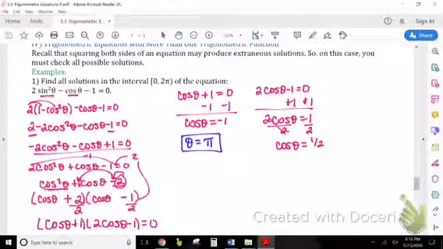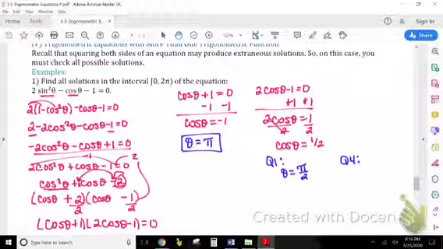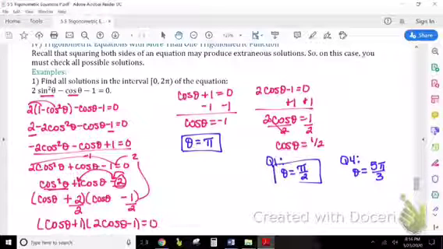Then we've got cosine of theta is equal to 1/2. Well, cosine is positive, so we're looking at quadrants 1 and 4. Cosine is your x value, so where in quadrant 1 is x equal to 1/2? Pi over 3. And where in quadrant 4 is x equal to 1/2? And that would be at 5 pi over 3. And so there are my 3 solutions.